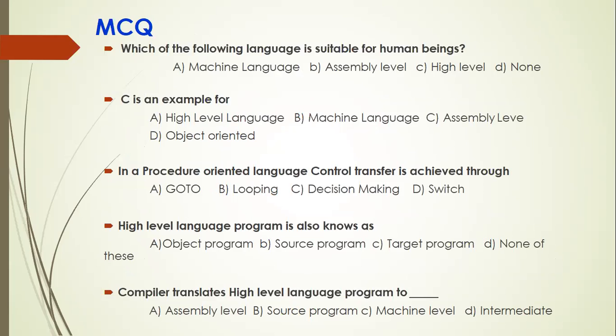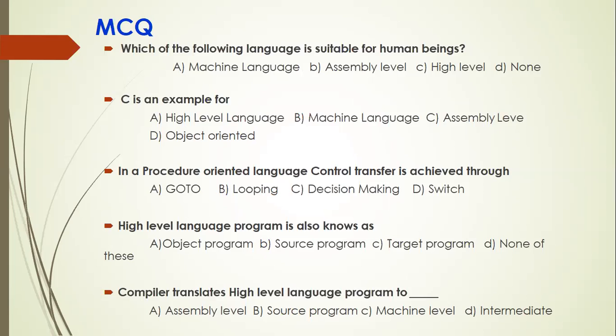In a procedure oriented language, control transfer is achieved through go-to statement, looping statement, decision making statement, or switch statement? In a procedure oriented language, control structures were not available, so the only alternative is the go-to statement. High level language programs are also called object program, source program, target program, or none of these? Generally, a program written in a high level language is called a source program. Once it is converted to machine language, it is called an object program or target program.